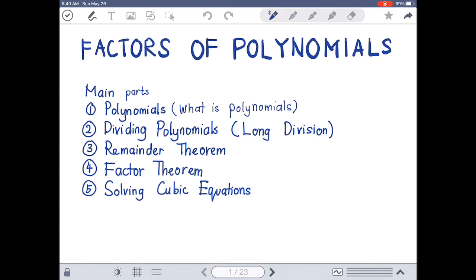Today we are going to have a look at the chapter factors of polynomials. To me, in this chapter there will be 5 main parts. The first part is polynomials. What is polynomials? The second part is dividing polynomials, which means that we want to learn how to do long division. The third part is the remainder theorem. The fourth part is factor theorem. And the last one is to solve cubic equations.